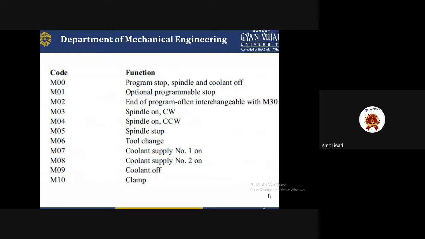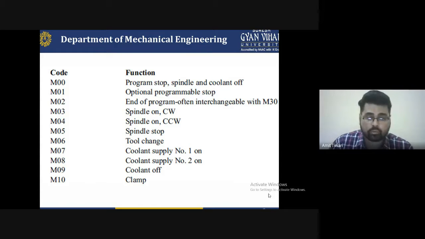M01 is used for the optional programmable stop. M02 is used for the end of program, often interchangeable with M30. M03 is used for spindle on CW. M04 is used for spindle on CCW. M05 is used for spindle stop. M06 is used for the tool change. M07 is used for coolant supply number 1 on, and M08 is used for coolant supply number 2 on. M09 is used for coolant off, and M10 is used for the clamp.